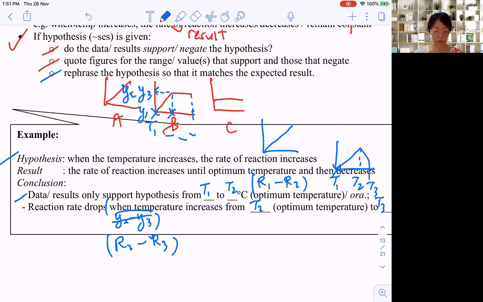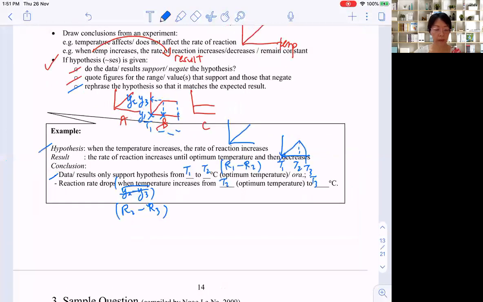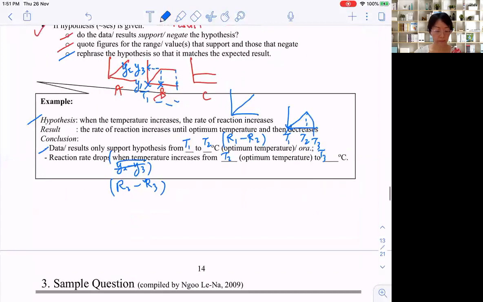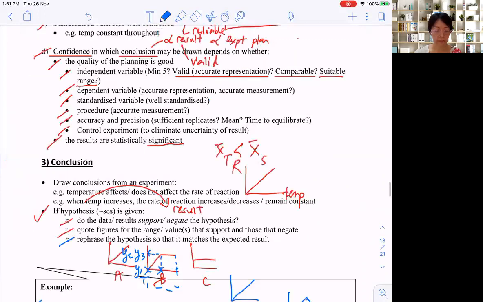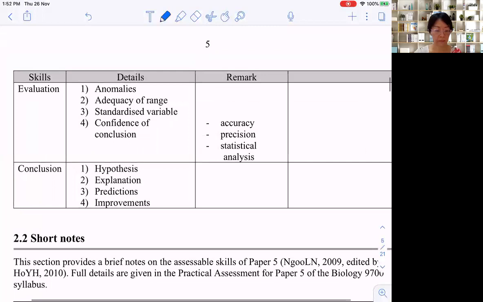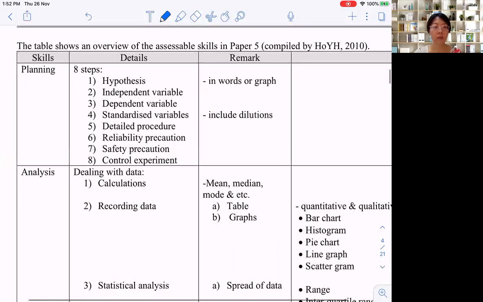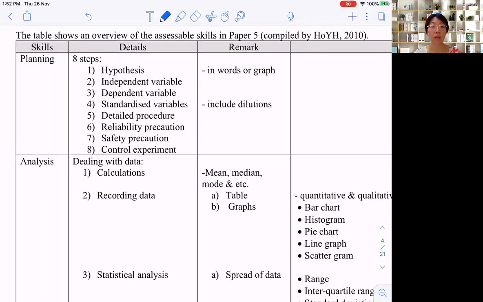So let me recap what I've done for today. Okay, so planning we have covered last week already, right? Which involved these 8 steps in planning. So this is 50% of paper 5.